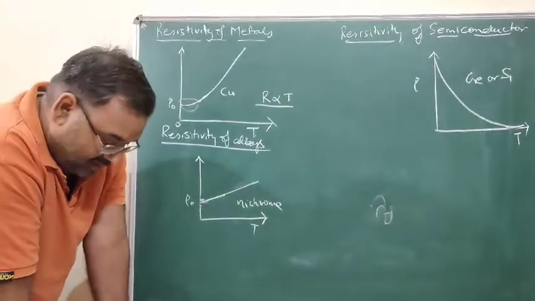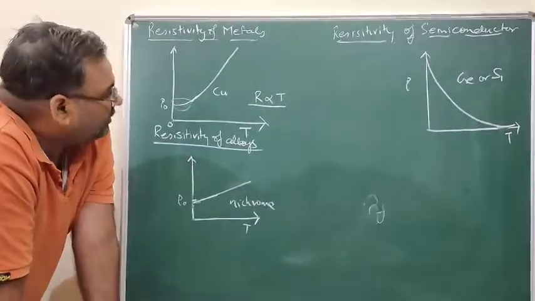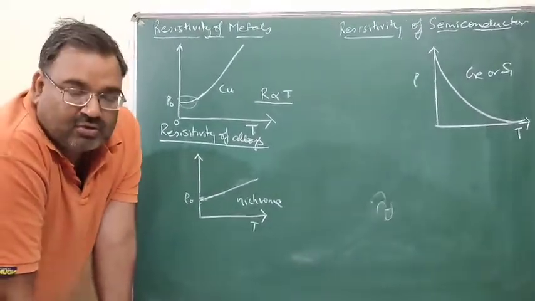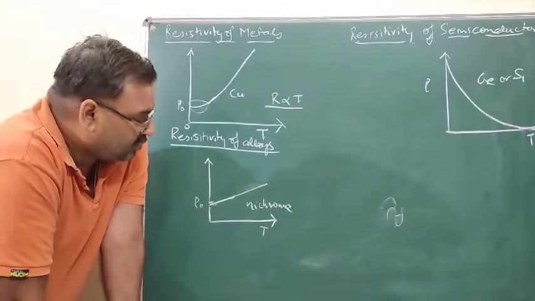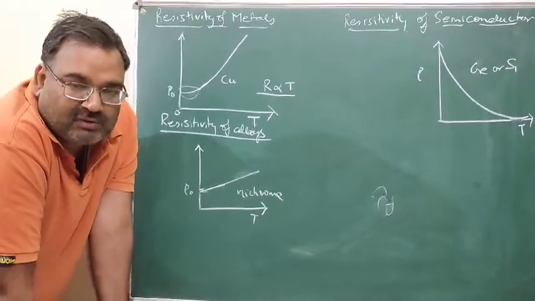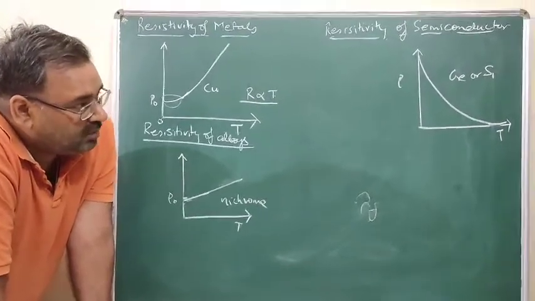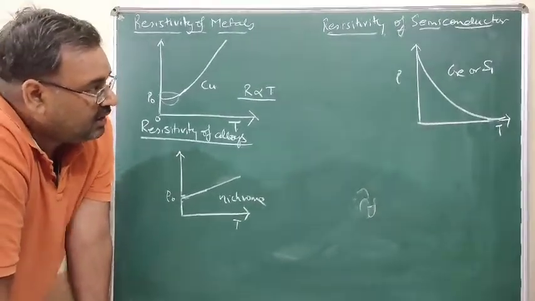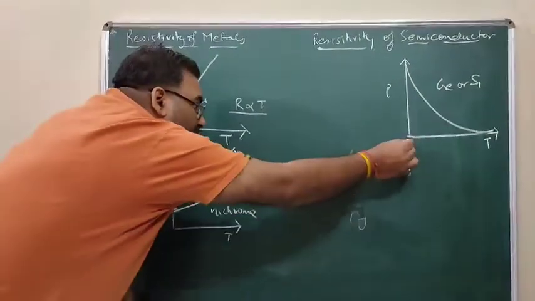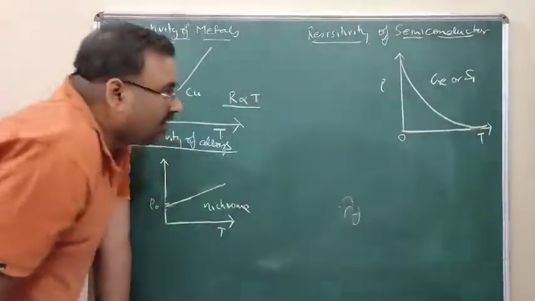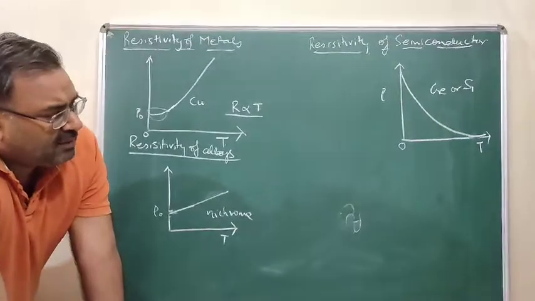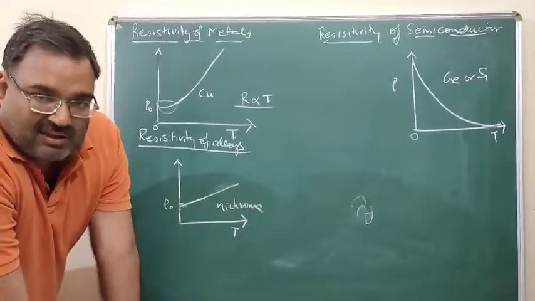You should remember all these three graphs. They are often asked in the examination. Resistivity of metal, a straight line but the slope is large. Resistivity of nichrome, again a straight line but the slope is very small. And resistivity of semiconductor, it's a hyperbola. Resistivity is very large at 0 Kelvin, and as the temperature increases, the resistivity decreases.